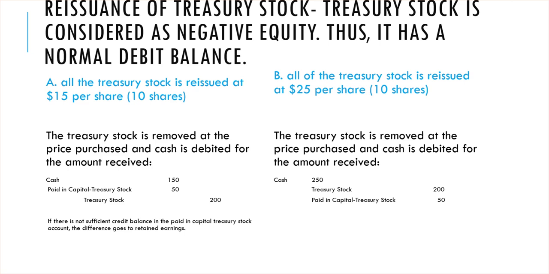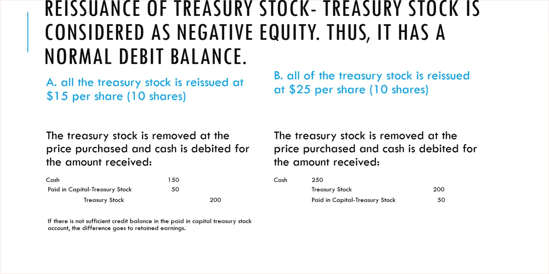But we do not call it a loss. We can't call it a loss because we cannot trade in our own stock. So instead, we are going to call it paid in capital treasury stock and put a debit in there for 50. The cash again that we're receiving is 15 times 10 or 150. We are going to be forced to credit treasury stock for 200 because that's what we put it in at. You can't take it out for more than you put it in at. You have to take it out for exactly what you put it in there for.